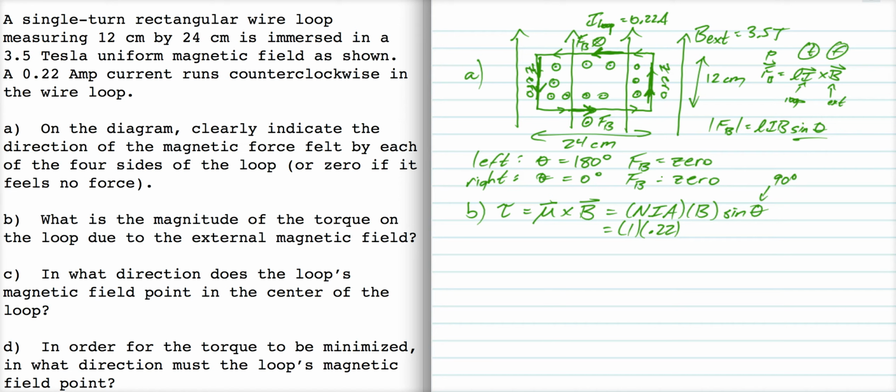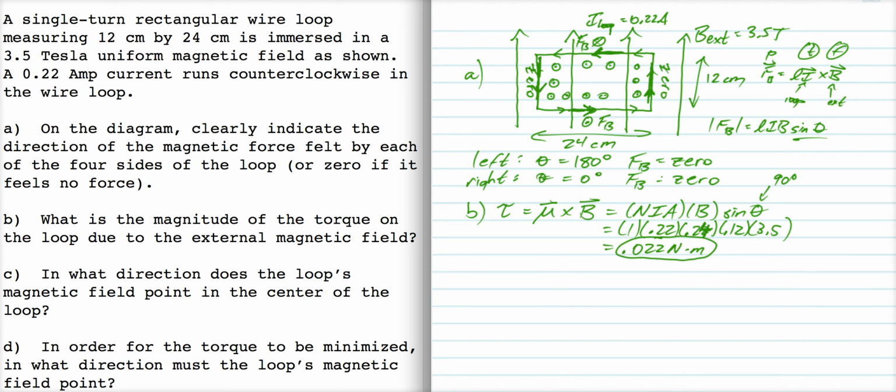Okay, now the area in this case will be 0.24 multiplied by 0.12, and then the external field is 3.5. Okay, sine 90. So I just have to multiply all that stuff together, and I get 0.022 newton meters for the torque. Okay, and I just need the magnitude of the torque.